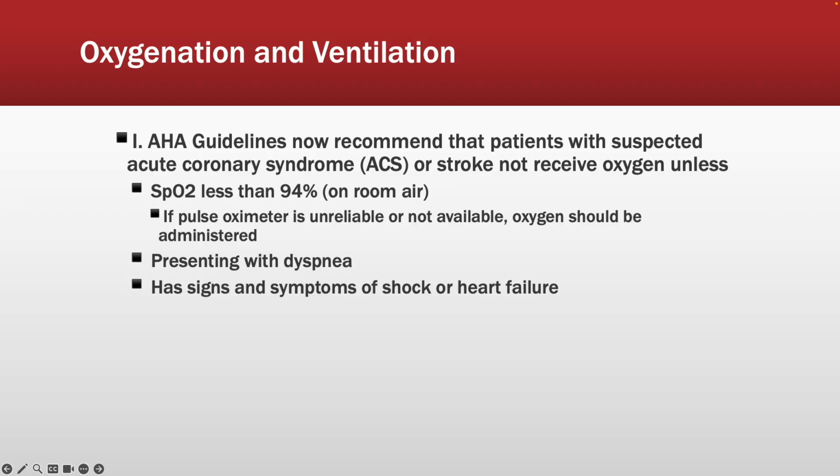Oxygen at high concentrations can actually cause vasoconstriction, which in the case of acute coronary syndrome can cause more damage than what you're helping them with. So because of those studies, we've decided high flow O2 at 15 liters is not always a good thing. They changed their guidelines a few years ago so that patients are not going to receive oxygen unless these things are present.